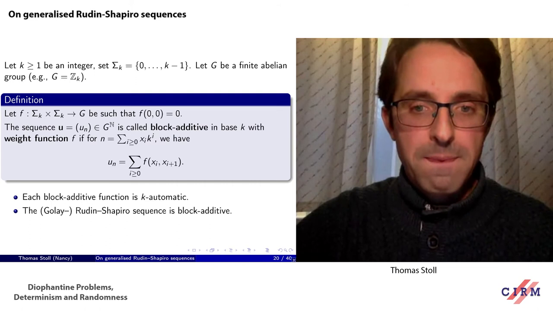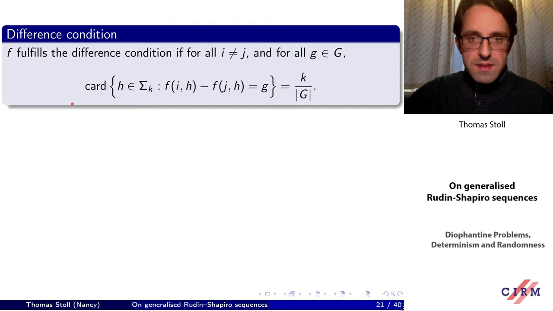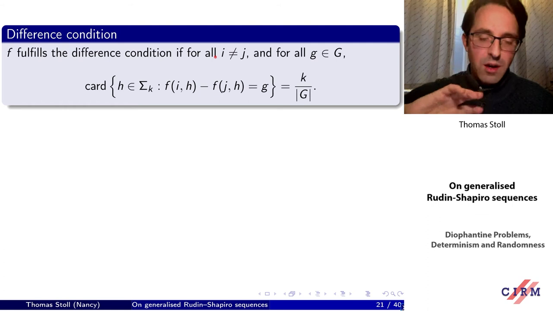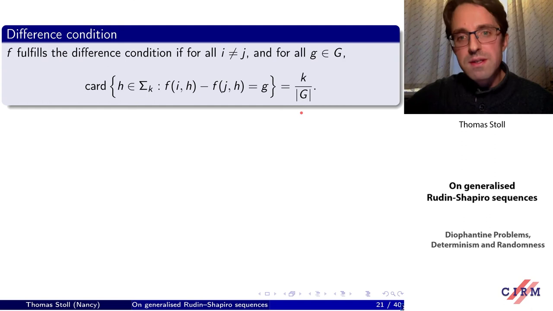So what is interesting about these block additive functions? What we needed in our proofs is that we get the whole permutation of our original alphabet. If you take a group G and we fix an element little g, then for each i and j that we fix, as we run through the whole alphabet, all of the differences should be taken the same number of times. So this should be independent of the g. In other terms, we need equidistribution in some sense in terms of differences on the group.